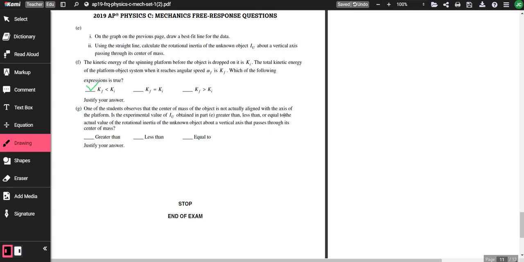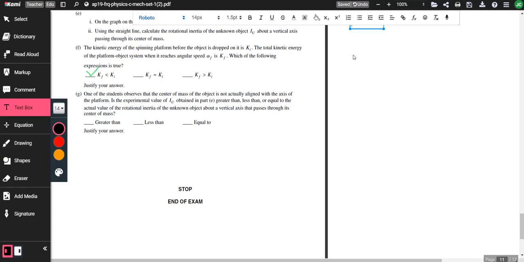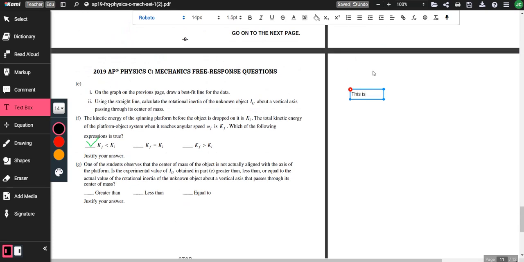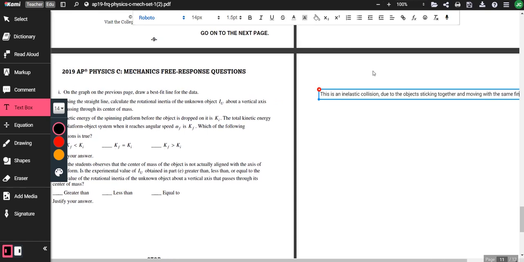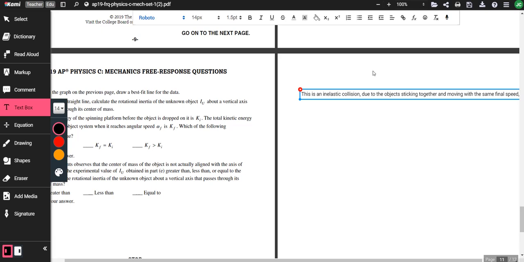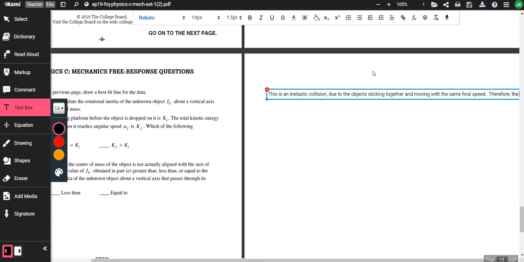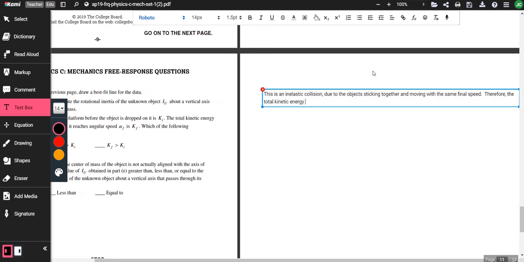There's a few different ways to say this, but essentially what you want to do is make some sort of comment that this is an inelastic collision, a very quick reason of why it's an inelastic collision, and the fact that when it's an inelastic collision, the kinetic energy decreases.